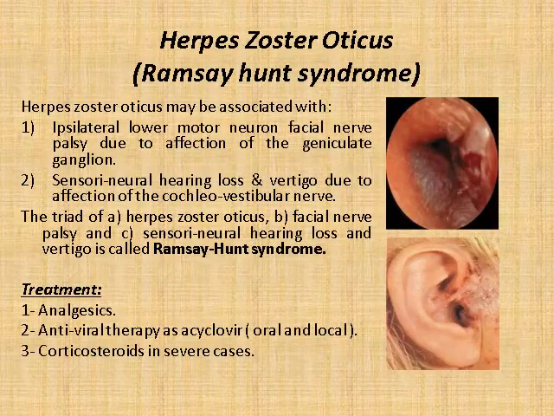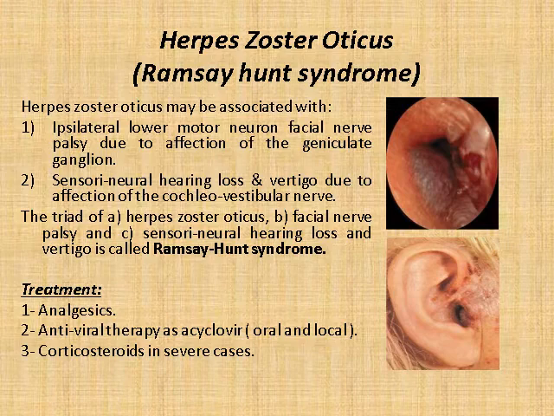Herpes zoster virus can extend to affect the geniculate ganglion, causing facial palsy, and extend to the 8th cranial nerve, causing sensorineural hearing loss and vertigo. This triad, the herpes zoster oticus, together with the facial nerve palsy and the sensorineural hearing loss and vertigo, we call Ramsay-Hunt syndrome.